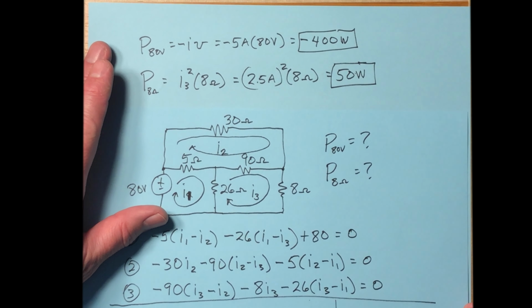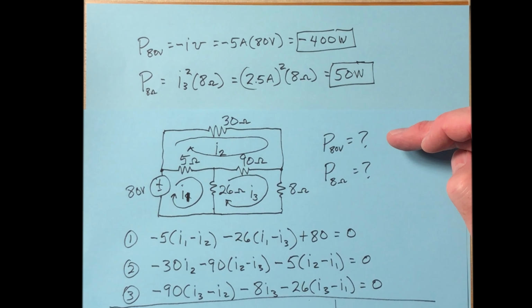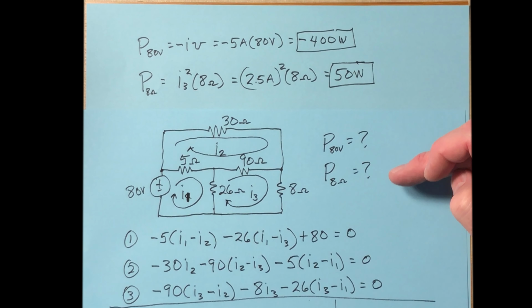All right, so there you have it. We have figured out what the power was for the 80 volt source and the power for the 8 ohm resistor. And that's what we were asked to solve for, so we're done with this problem. And I think that pretty much covers everything you need to know about the mesh current method. It's pretty straightforward, pretty easy.